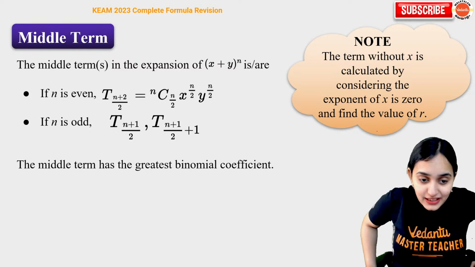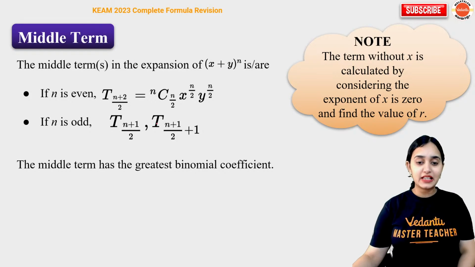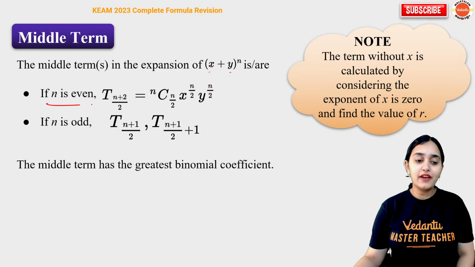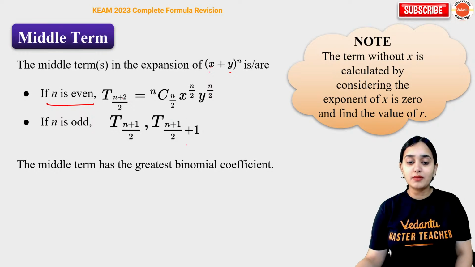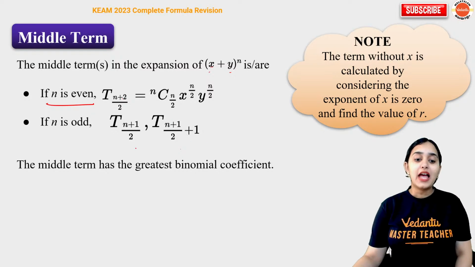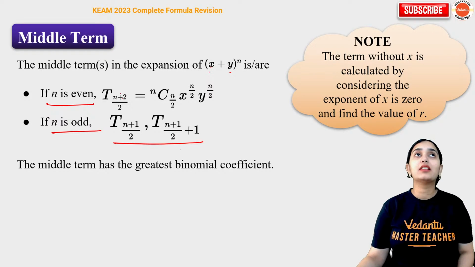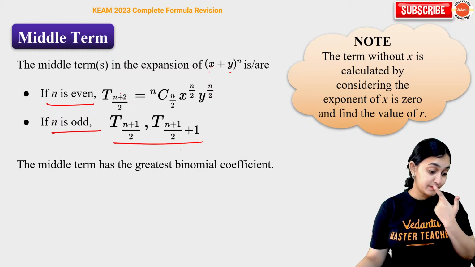Alright. Lastly, we have the middle term expansion formula. So the middle term in the expansion of x plus y to the power n will be t of n plus 2 by 2 if n is even, and if n is odd, the average of t of n plus 1 by 2 and t of n plus 1 by 2 plus 1. It is just like the median of data in statistics we have learned, right?